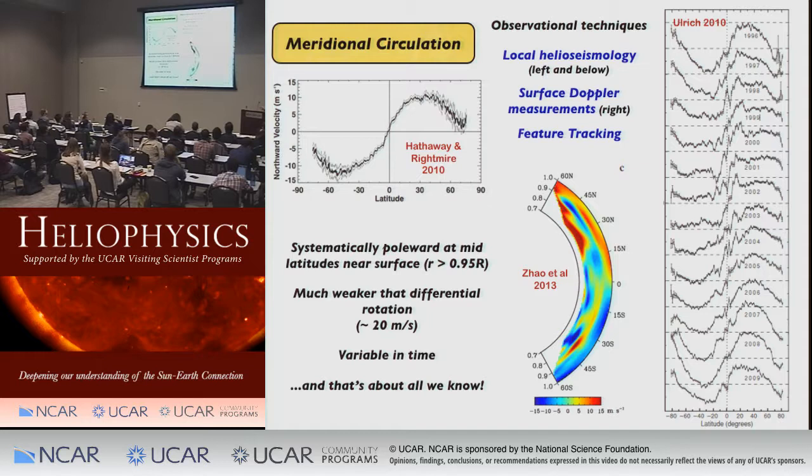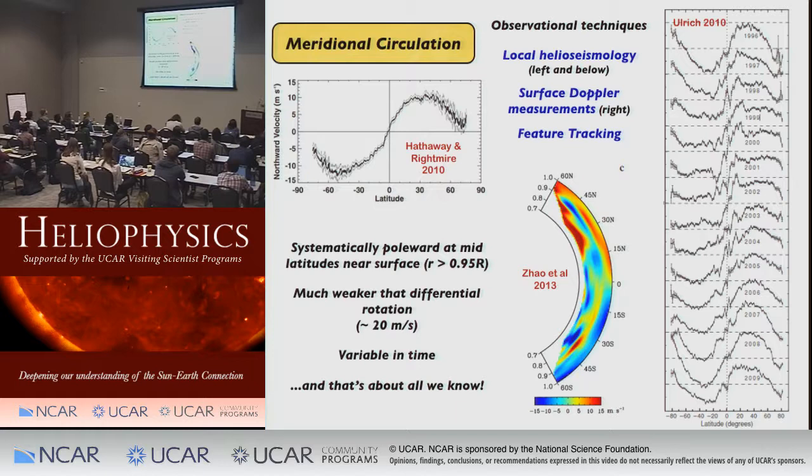These are Doppler measurements of the surface meridional flow rate versus year. It's from 1996 to 2009, and it fluctuates a lot. But it's generally toward the poles at about 20 meters per second, variable in time. And that's about all we really know.